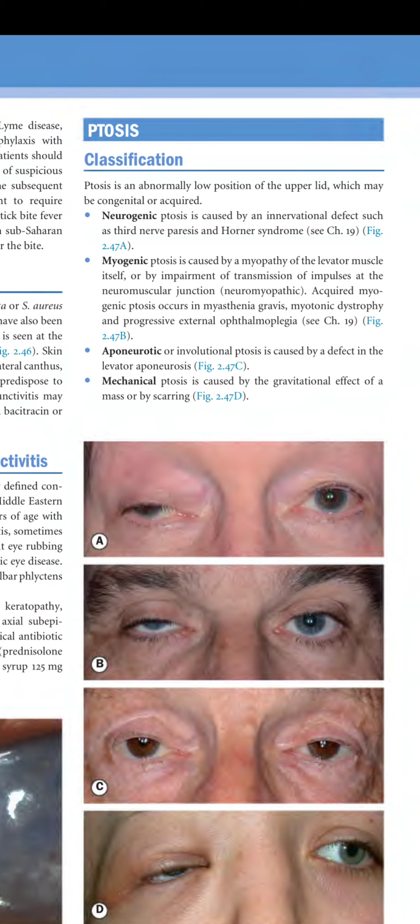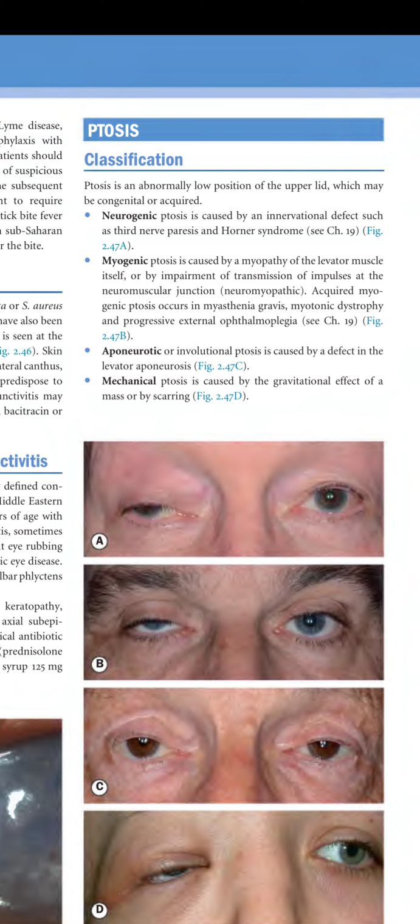Neurogenic ptosis is caused by an innervational defect such as third nerve paralysis and Horner syndrome. So these are some of the causes of the ptosis. Sometimes it is neurogenic, meaning that the nerve supplying the levator muscle is affected or the Muller muscle is affected.